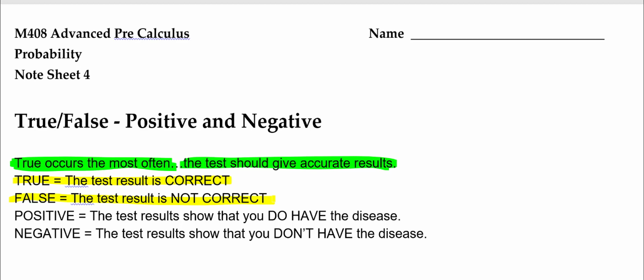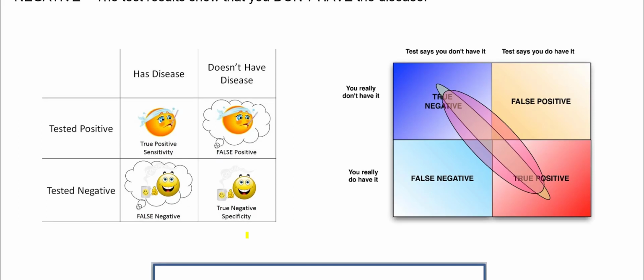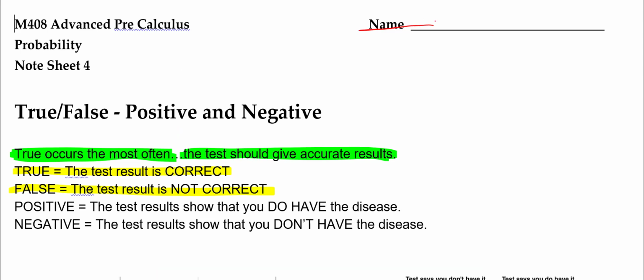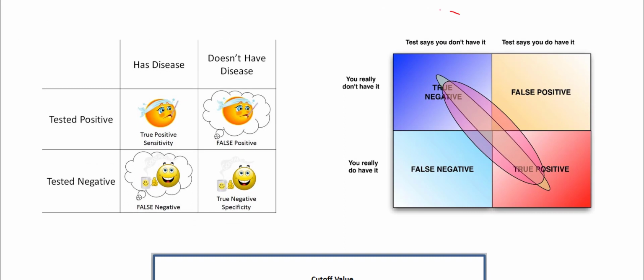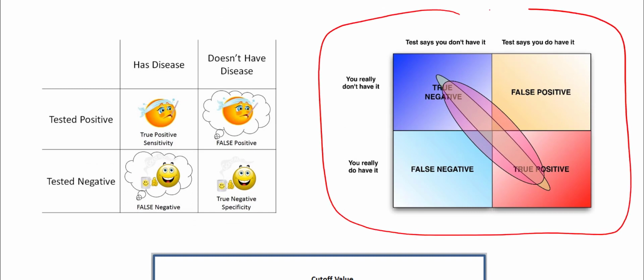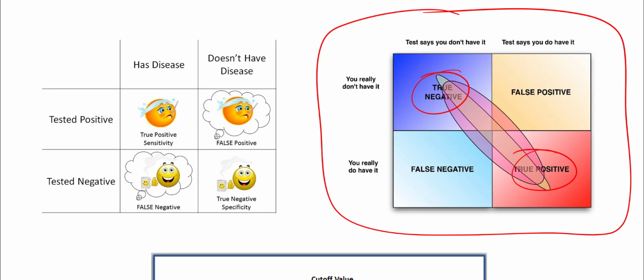Here I've got a nice little picture. If it tested positive, and positive, by the way, occurs the most often. Let's look at this chart here. Notice that the true negative and true positive, true occurs the most often. So why do true positive and true negative look almost the same in occurrence?